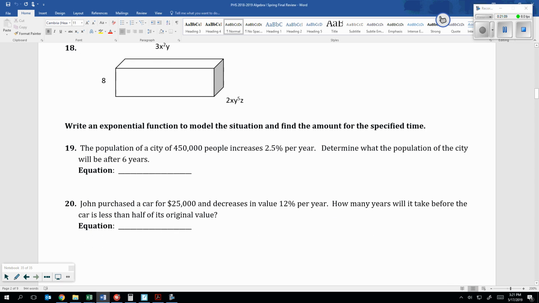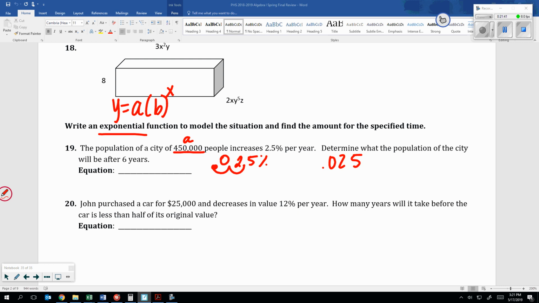19. So knowing that exponential is y equals a times b to the x power. Okay, now they give us a population. So the starting population is going to be our starting value, which is a. Now, if they give us a percentage, we have to take 2.5% and we have to convert it to a decimal. Okay, so all I'm going to do is move this decimal point over twice. So my new decimal is 0.025. Now, because it's increasing, we're going to add 1 to that. So we have 1.025. Okay, now with that, that's going to be my b value.